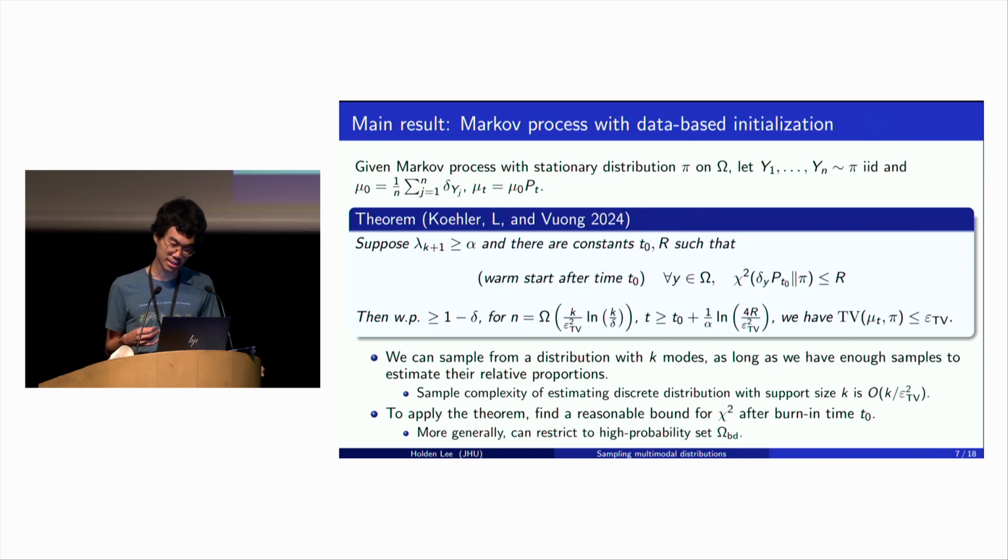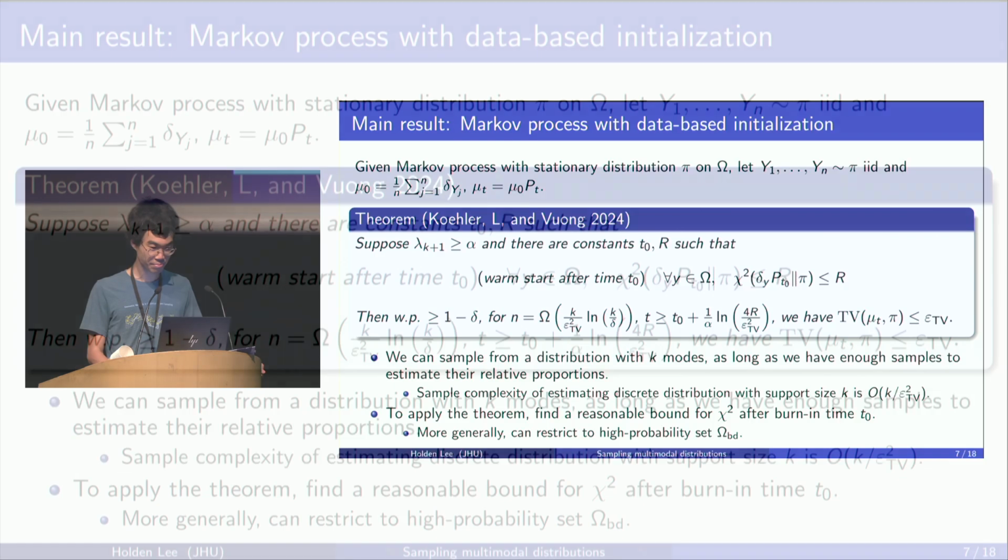To understand this, note that this is really saying that we can sample from a distribution with k modes as long as we roughly have enough samples to estimate the relative proportions, because the sample complexity of estimating a discrete distribution with support size k is k over epsilon squared. Then to apply this theorem, we just need to find a reasonable bound for chi-square after a burn-in, and we can actually restrict this to a high probability set.